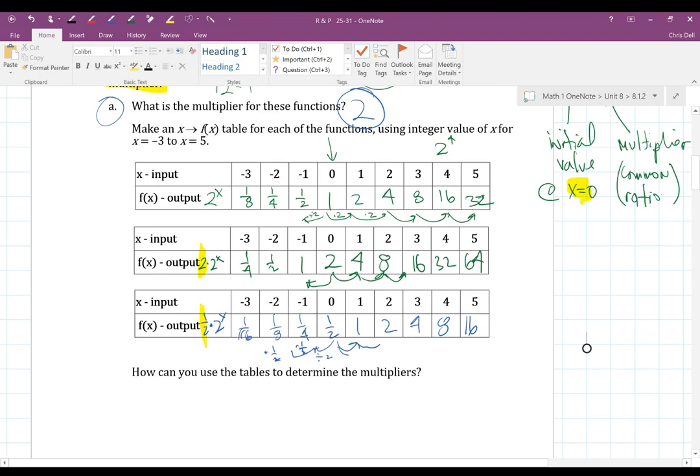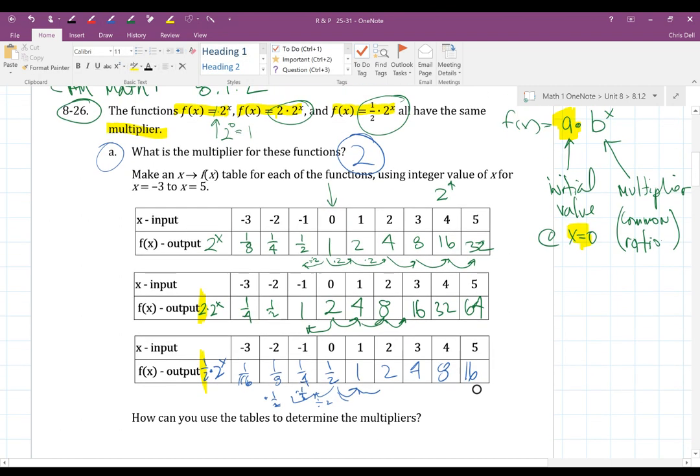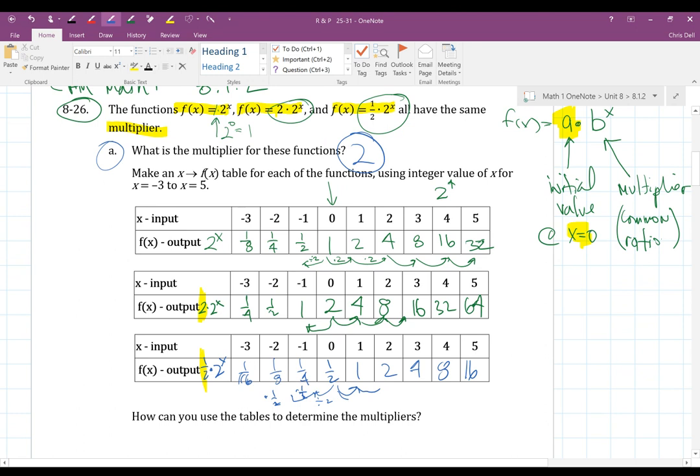So it says, how can you use these tables to determine the multipliers? Well, how we actually completed the table: we completed the table using the multipliers, right? To find your multiplier, to find your b value. Your b value is that common ratio, right?